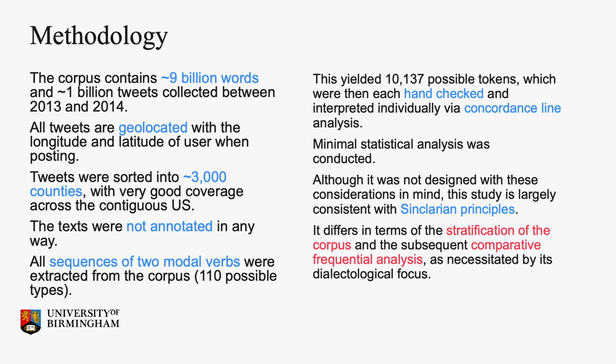And what we then did was just simply extract all the sequences of 2 modal verbs in a row. Okay, so we just looked through, there's like 11 modal verbs we looked at, so we just found every example of 2 of them in a row. This gave us 10,000 possible tokens, which we then did a full concordance line analysis of and just went through and checked every single one of them. This was done by Elvis in part. This was done years ago at Aston when we were there.